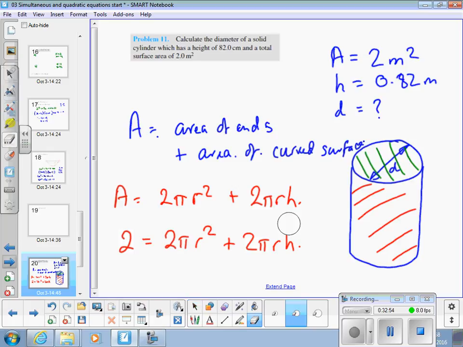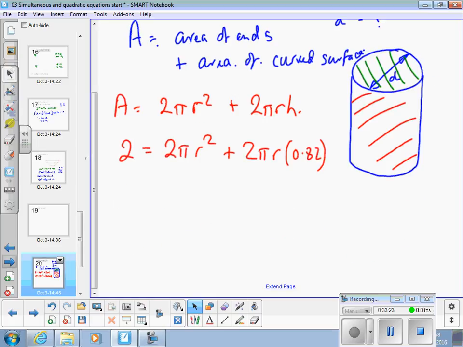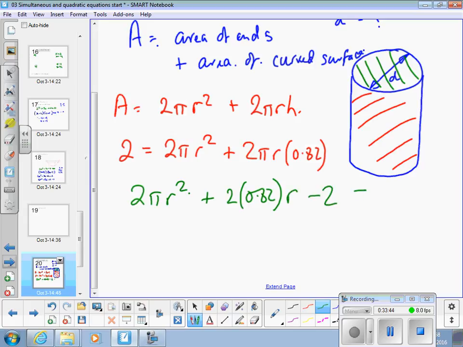We can put the numbers in for h as well, can't we? Height is 0.82. What we really need to do now is get that into the form where we've got it equal to 0. That'll be in that standard form. So if we subtract 2 from both sides, we'll end up with 2 pi r squared plus 2 times 0.82 r minus 2 is equal to 0.